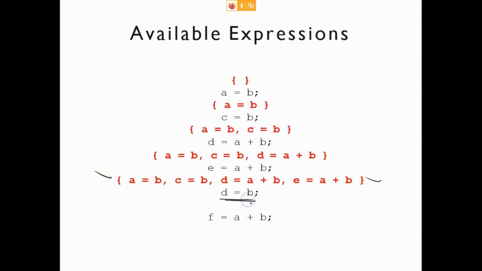After this statement, what you will do? Now this is the important point. Here you need to focus. You will include this in your set of available expression. But you will also remove those available expression which include D, because you are redefining D, you are reassigning D. So you will remove this because this is using D. This expression you will remove because now this expression is no longer available.